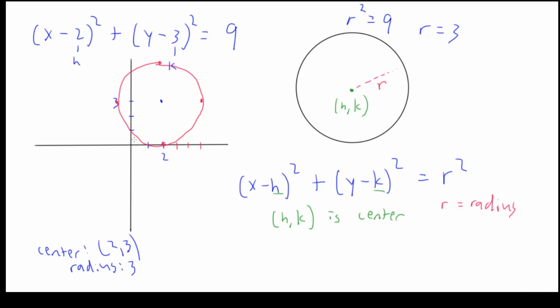Okay, so if I gave you this equation and asked you to find the area of the circle, well, you know the radius is 3, so the area would be pi r squared. The radius is 3, so the area would be equal to pi times 3 squared, or 9 pi. Okay, let's do one more example.